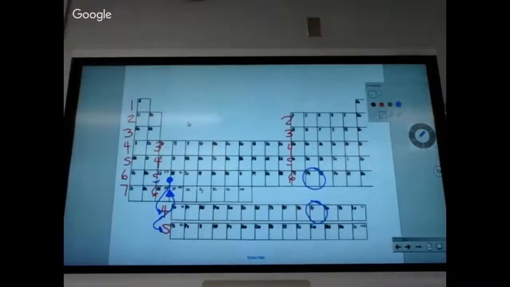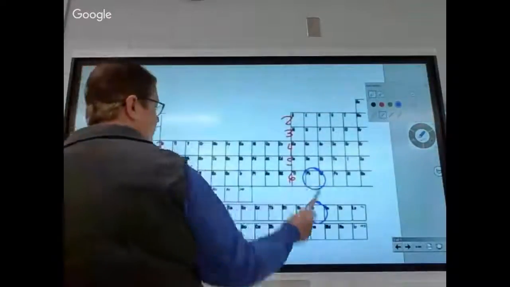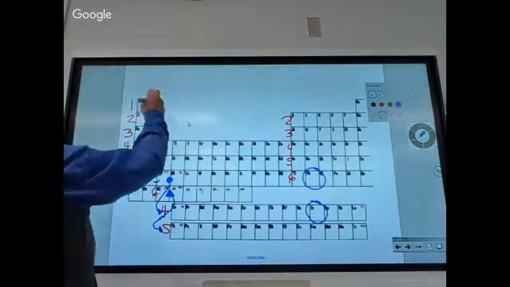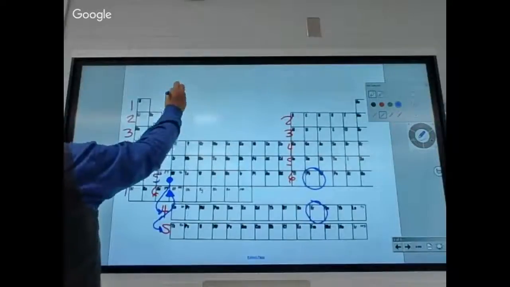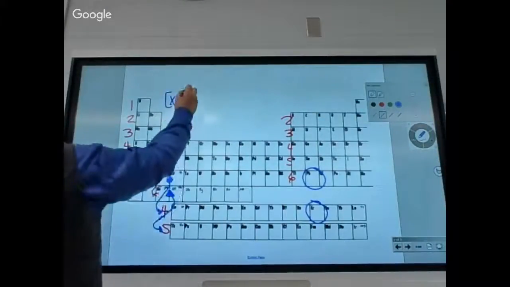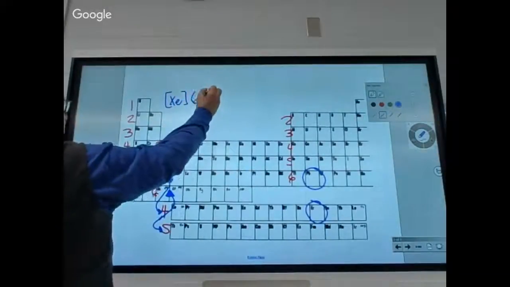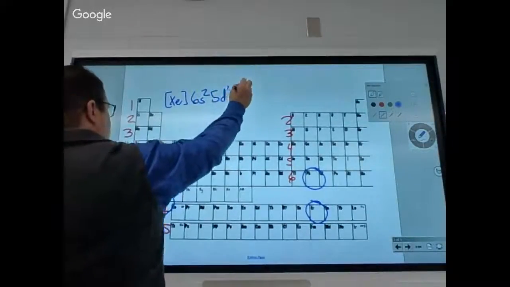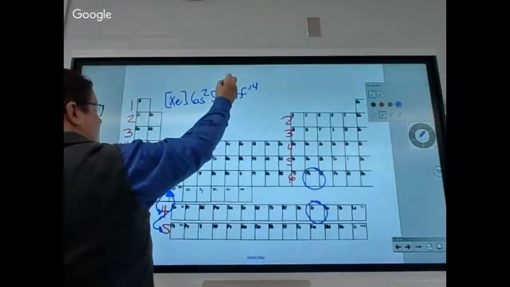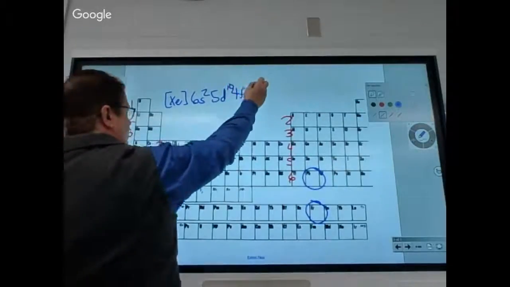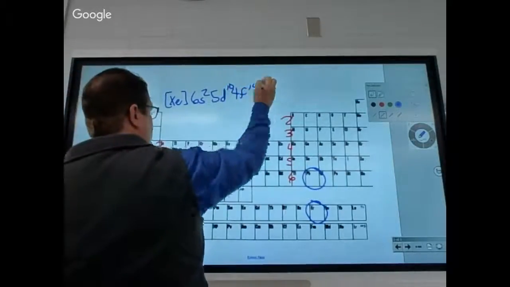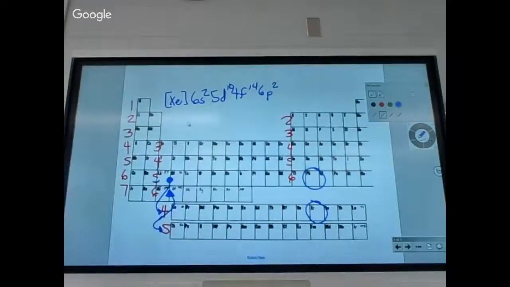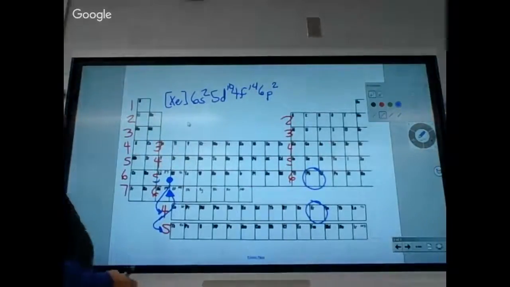All right, let's look at your answers instead of me walking around to everybody. So if we look at this for lead, what noble gas do you have? Xenon, and then 6s2, 5d1, 4f14, 5d9, so we're just going to make it 5d10, and then 6p2. I think it's right. Very good.